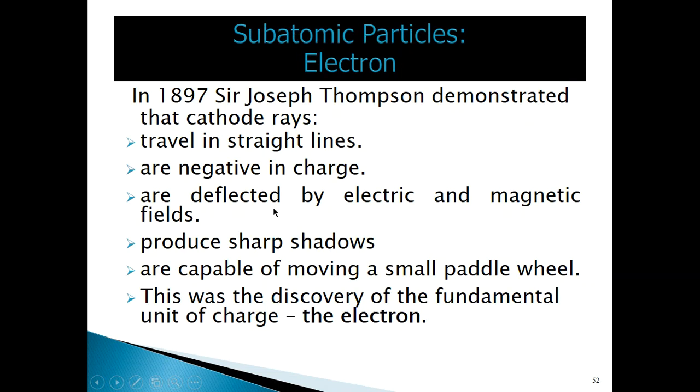So when this was discovered, not much was known about the nature of this stream of particles, and people did some different experiments, one of them being Sir Joseph Thomson, and based on his experimental activities, he discovered a couple of things about these subatomic particles, which were subsequently, by the way, called electrons. He discovered that these particles travel in straight lines, they're negative in charge, and this is very important. These particles will be deflected by electrical and magnetic fields, right? They produce sharp shadows, and they're capable of moving a small paddle wheel, right? So this unit of charge, this fundamental particle, as I said before, is called the electron.